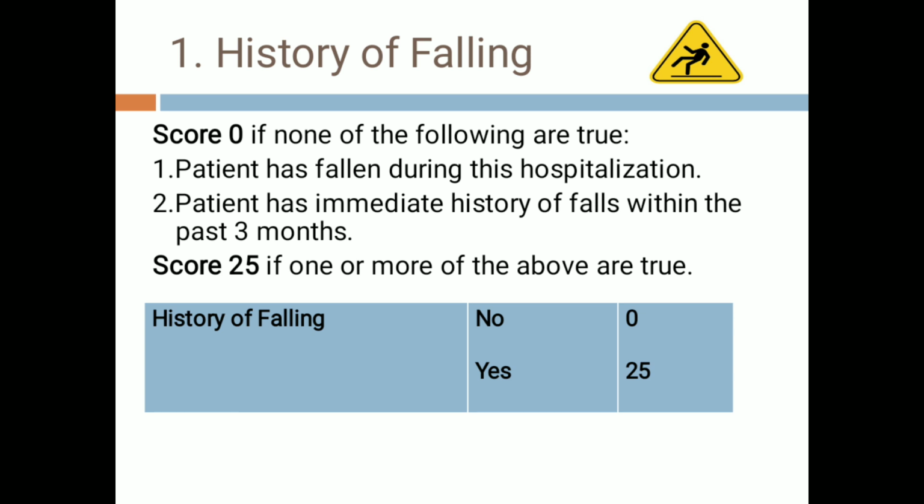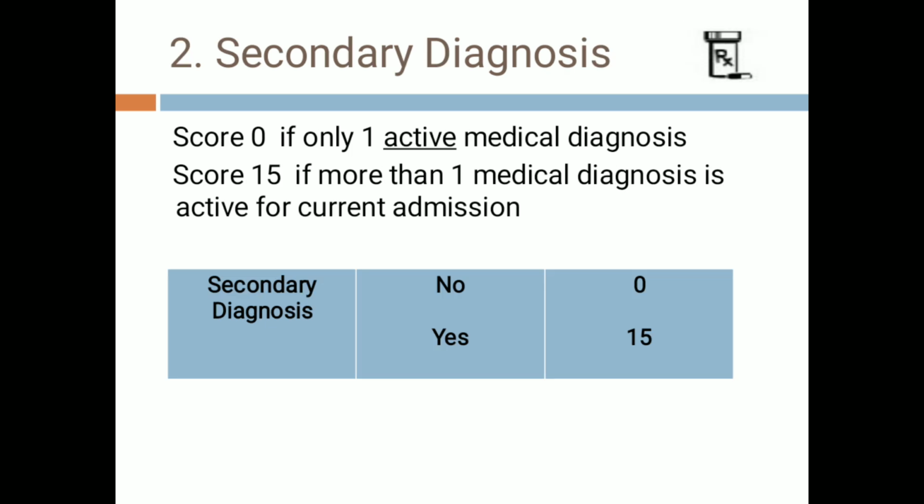History of falling. Score will be 0 if none of the following are true: patient has fallen during this hospitalization, patient has immediate history of falls within the past 3 months. Score 0 if the patient has no history of falls. Score 25 if one or more of the above are true. Secondary diagnosis. Score 0 if only one active medical diagnosis, and score 15 if more than one medical diagnosis is active for current admission.